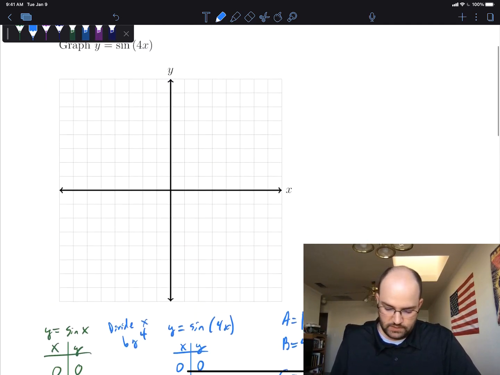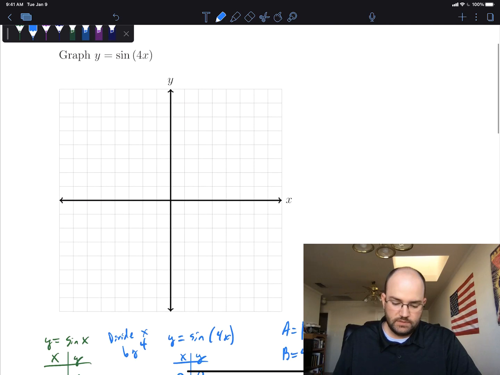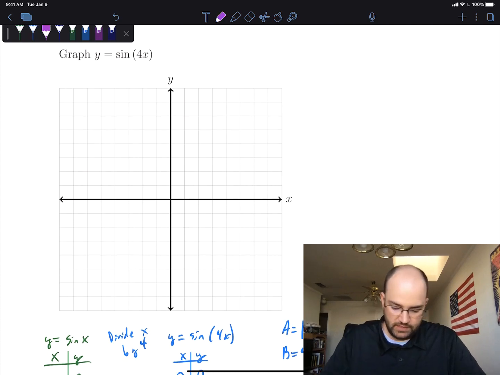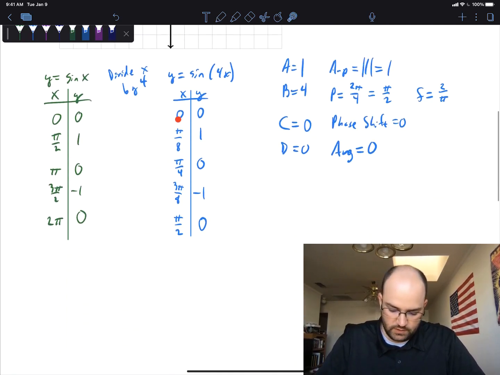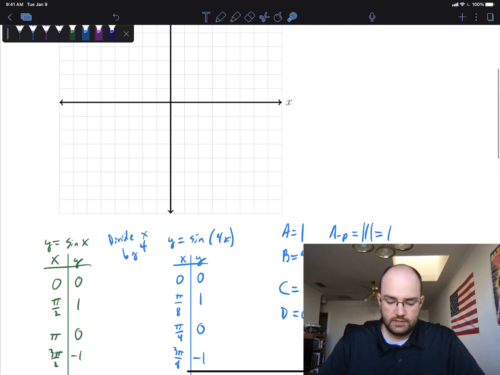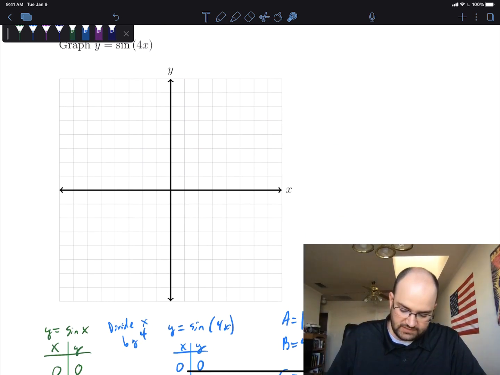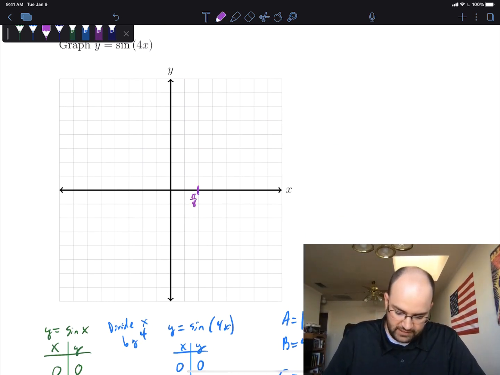Good. Now let's go up here. If we want to graph this, we want to notice that every time we go to the x's, we're going up about pi over 8. So what I want to do is I want to label each of these as pi over 8. So I'm going to label that as pi over 8. That as another pi over 8, which is pi over 4. Label that as another pi over 8, which is 3 pi over 8. And then this would be 4 pi over 8, which simplifies to pi over 2.